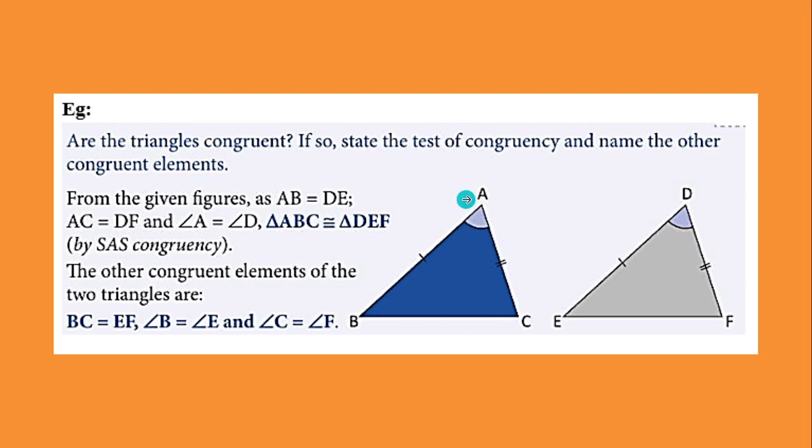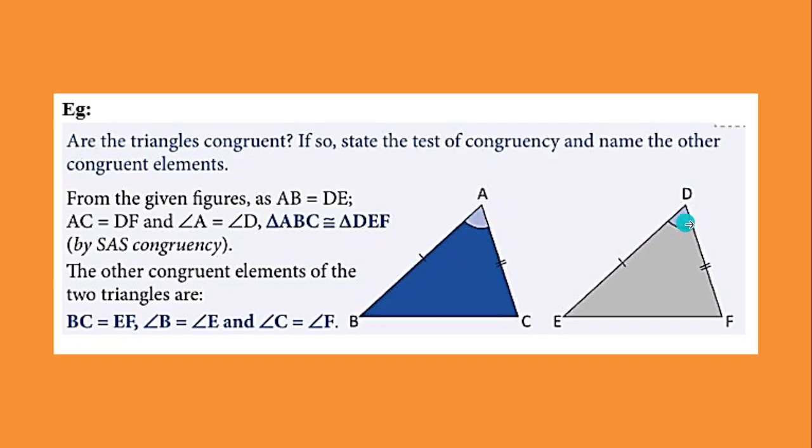Now next example. Are the triangles congruent? You have to tell whether these two triangles are congruent. If so, state the test of congruency and name the other congruent elements. Okay. So now here you can see single hatch, here also single hatch. It means we can say AB is equal to DE, right? Second thing, here double hatch, here double hatch. So we can say AC is equal to DF. And this angle is also marked. It means angle A is equal to angle D.